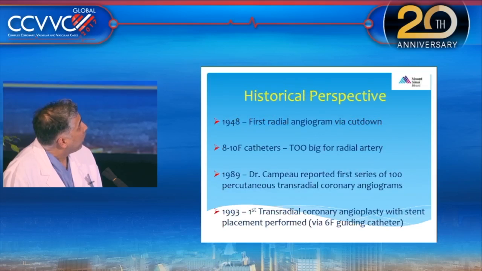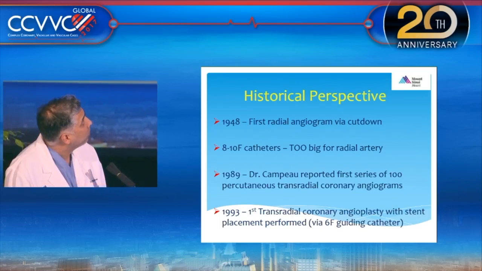So, brief history and rationale. The first angiogram from the radial was 1948, very big catheters which prevented ongoing use. In 1989, Dr. Campo, one of the founders of this technique, reported a series of 100 procedures. In 1993, the first stent was placed through the radial.